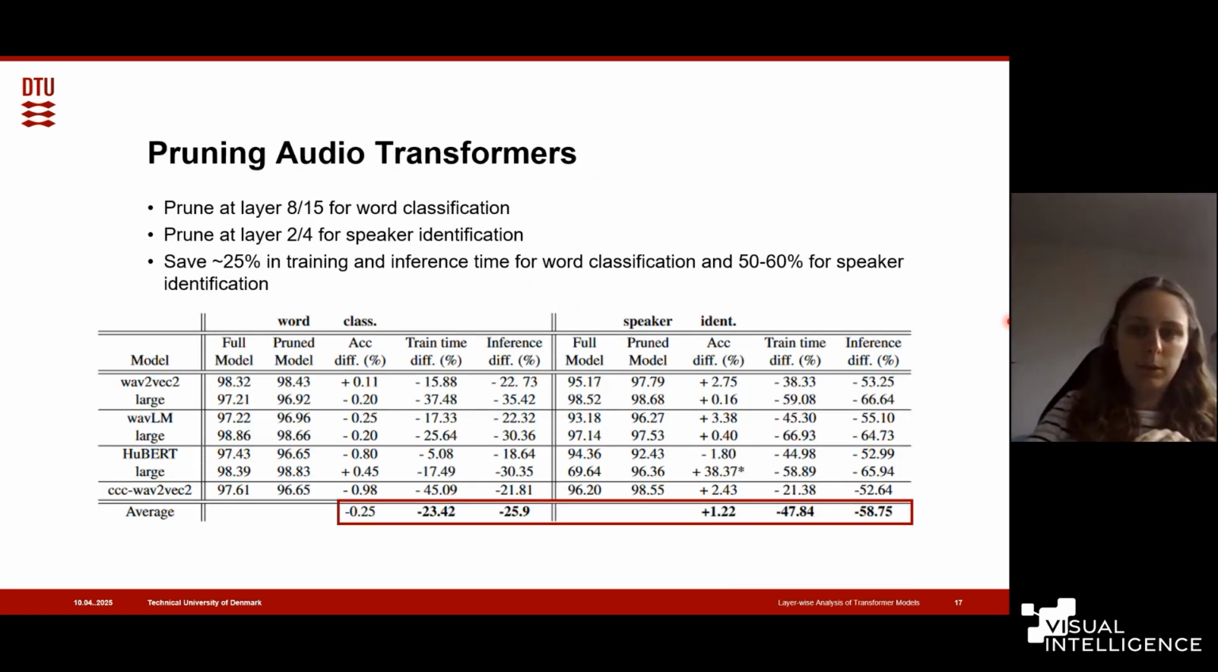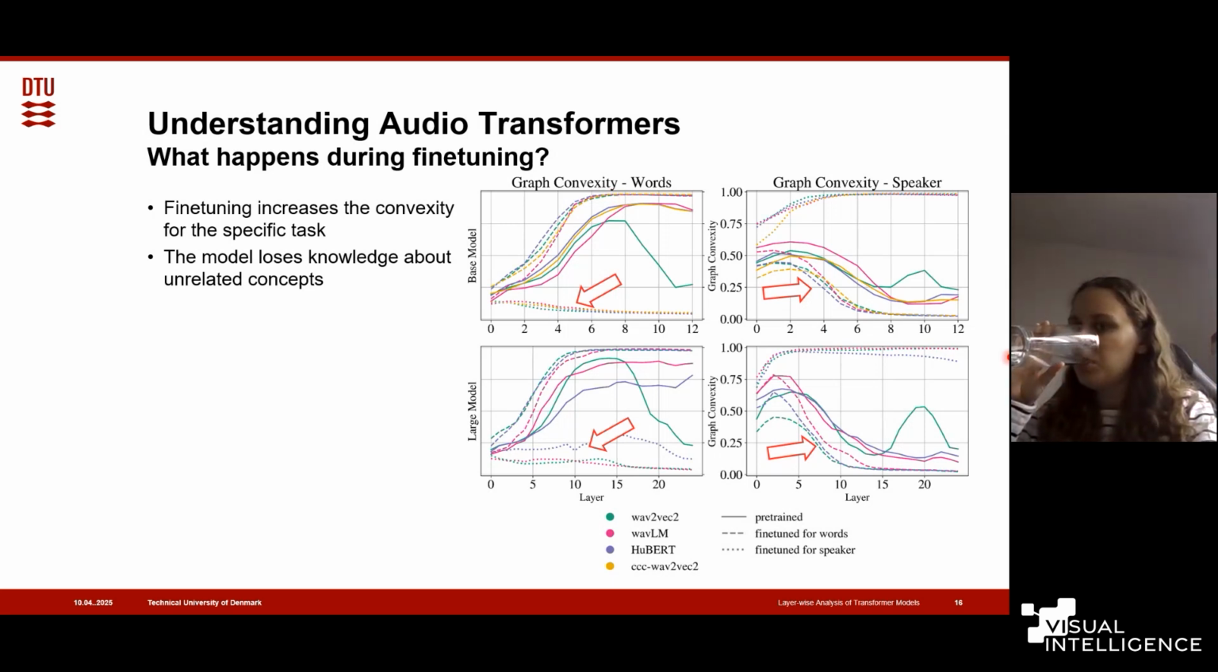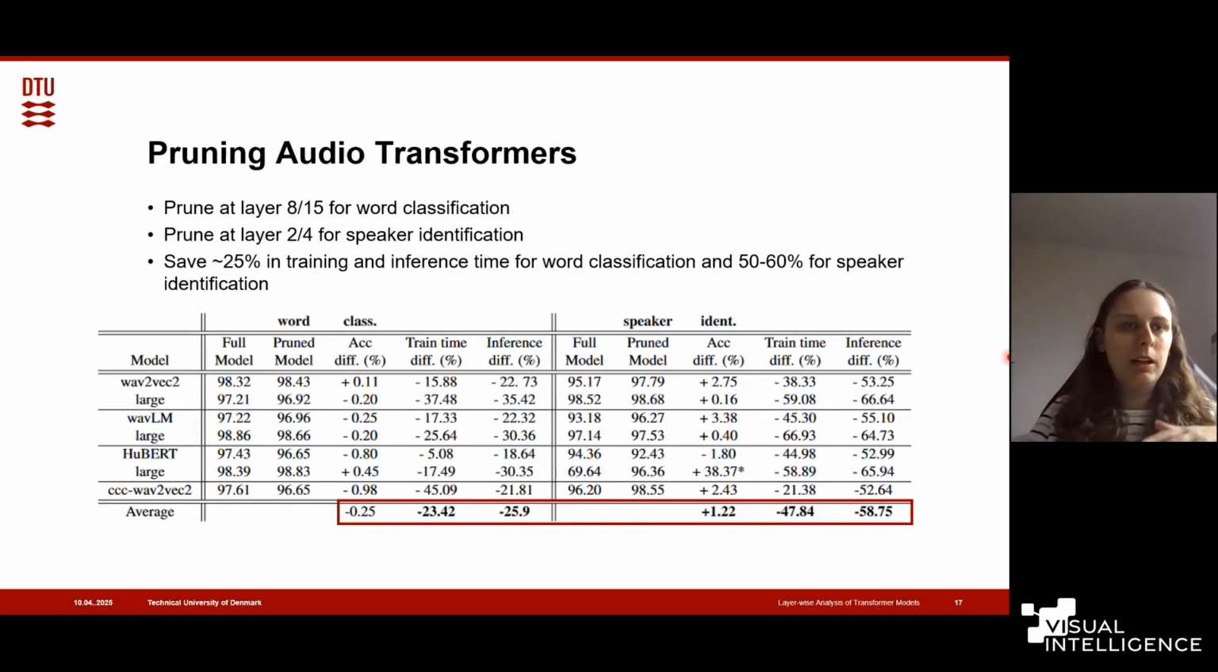Now maybe I can go back one slide here. We see that we have the information encoded not at the last layer, but potentially at early layers. And also when we fine-tune it, you can see here the information is maximized already in middle layers. Why do we even use the full model? We can actually prune it a lot. So we prune at layer 8 or 15 for word classification, and at layer 2 or 4 for speaker identification, so quite early in the network.